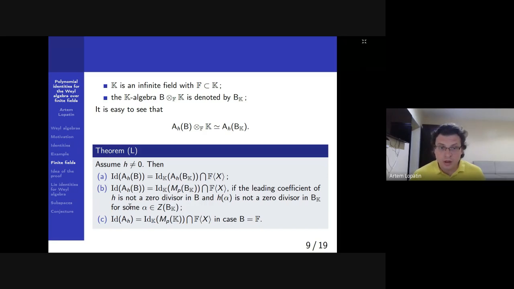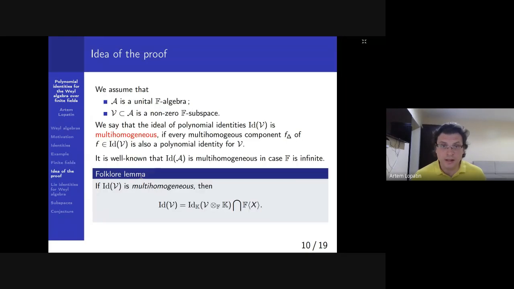Okay, and in the case of the field when B is equal to F, we also get this equality. And these results have a number of corollaries. But before this, I will consider the idea of the proof, and then we'll consider a number of corollaries from these results. So the idea of the proof is the following one.